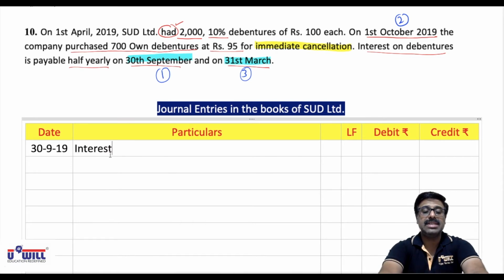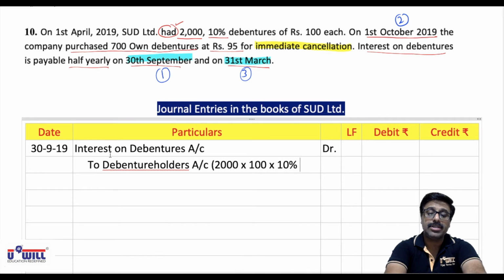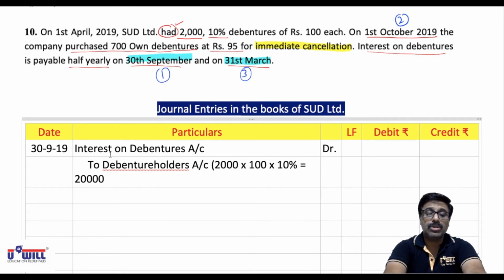Interest on debentures is an expense. Debit all expenses and losses, so interest on debentures account debit. Amount is payable to debenture holders, credit the payable to debenture holders account. Now there are 2000 debentures, into 100 rupees face value, into 10% rate of interest. So 2000 into 100, 2 lakhs. 2 lakhs into 10%, 20,000. The amount of interest will come to 20,000.